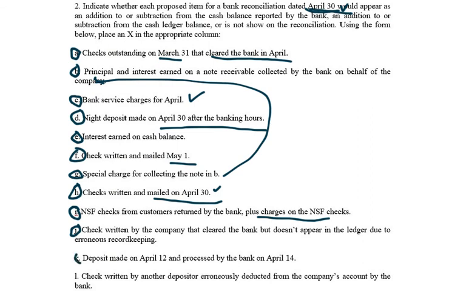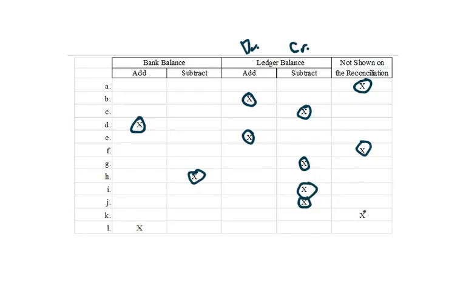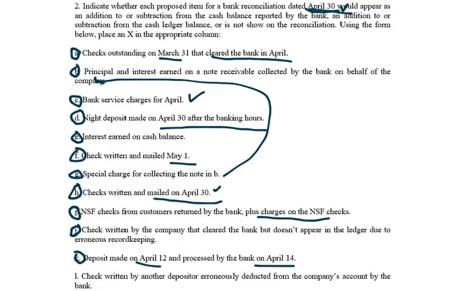K is a deposit made on April 12th, processed by the 14th. So ask yourself, do either of the two parties involved here, the bank or the company you're doing this for, differ in the information set? The answer is no. They both agree. Anytime they agree on anything, that's not shown. And then lastly, we have a check. This is what you might encounter.